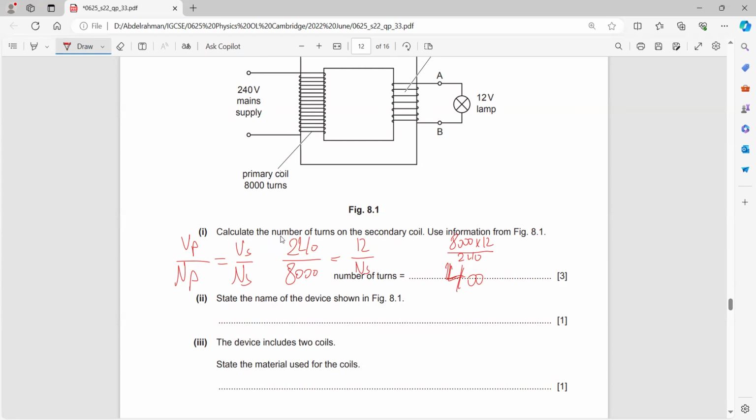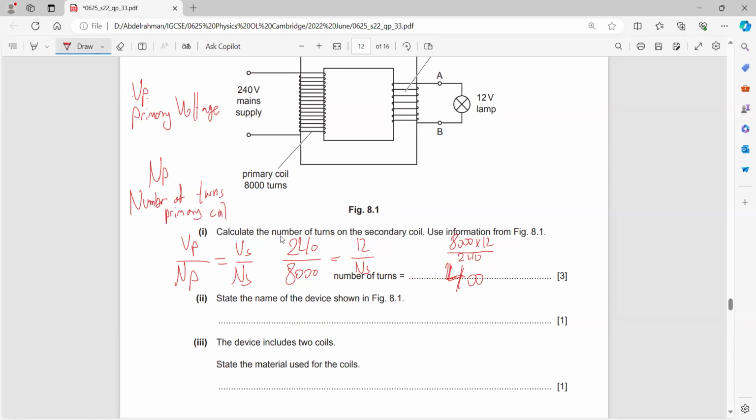Any questions? What did VP stand for? VP is the primary voltage. NP means the number of turns in the primary coil.